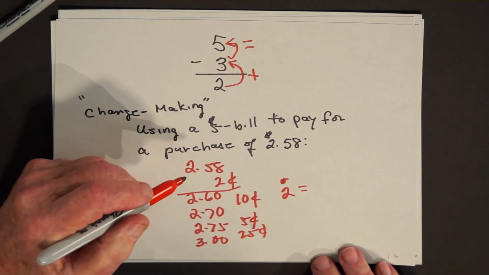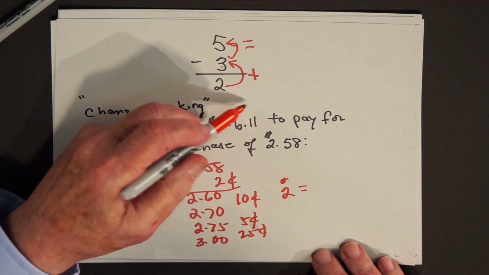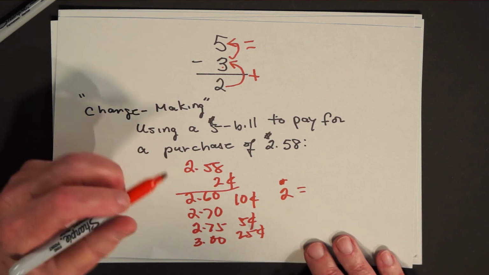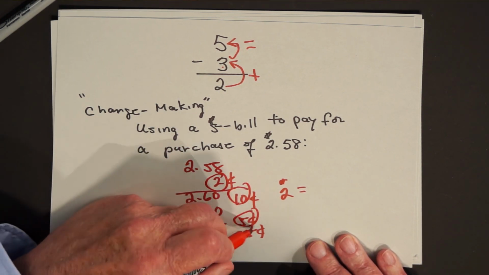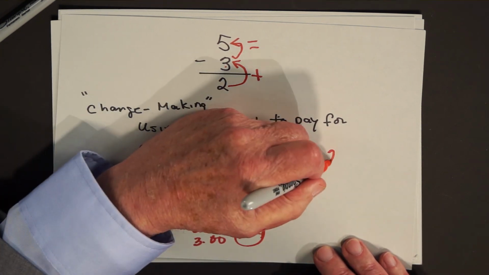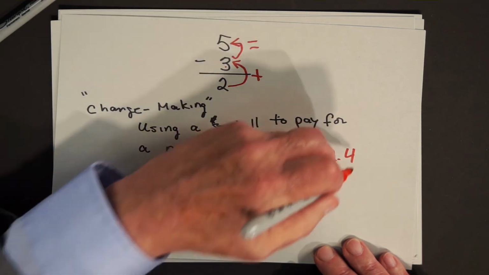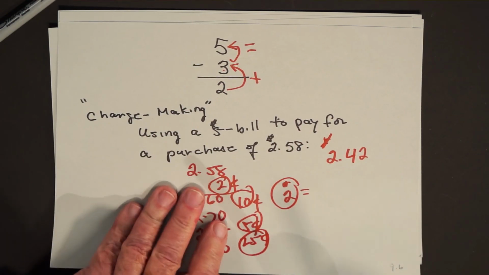In other words, what did he do? He added on to $2.58 the amount necessary to equal $5. If you add up the 2 cents, the 10 cents, the 5 cents, the 25 cents, and the $2, you should get $2.42, I guess. Okay? So we've been doing that.